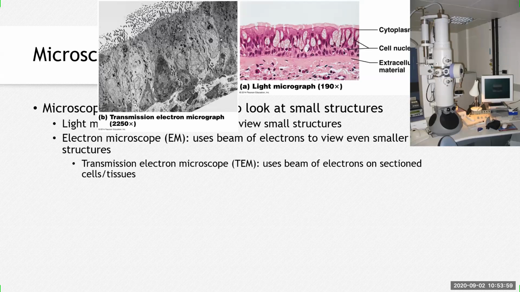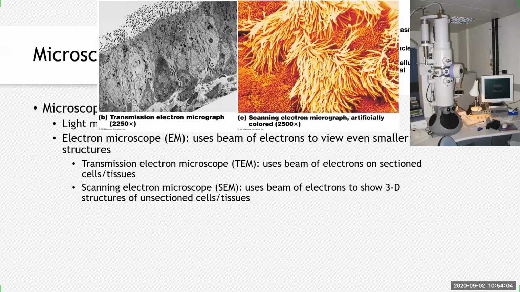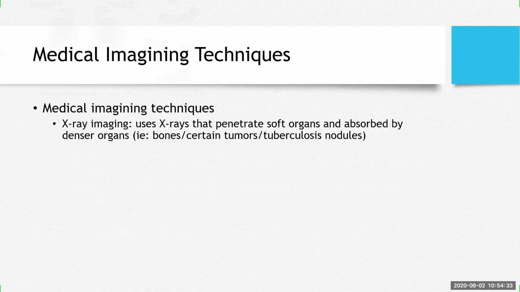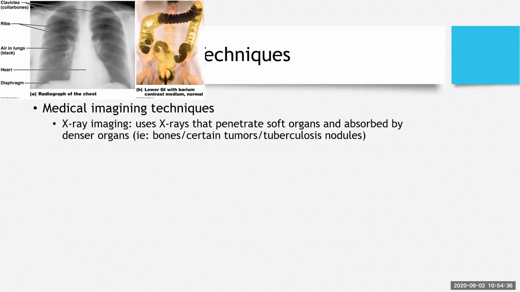This uses a beam of electrons, so we could see it like this. But scanning is pretty cool because the beam of electrons shows a 3D type of structure, but you can't see inside of these structures though. There are artifacts. Artifacts are distortions, things that don't normally appear in real life, so that will occur when you do these sections, because you have to sometimes freeze the organs, and by freezing the organs, it causes distortions and stuff.